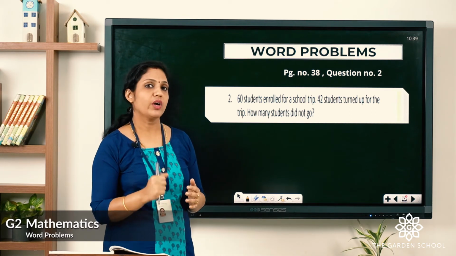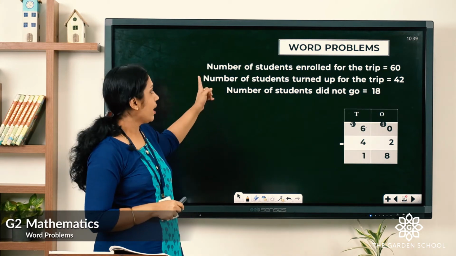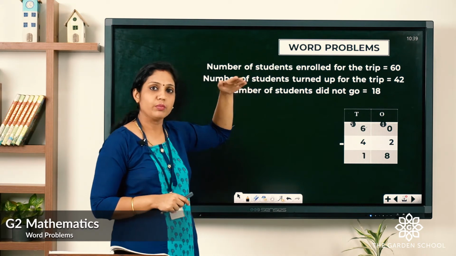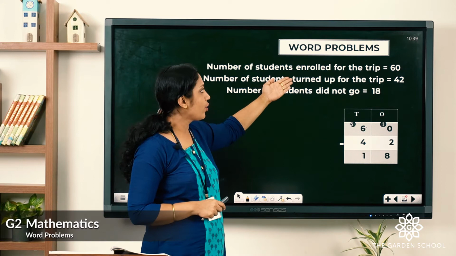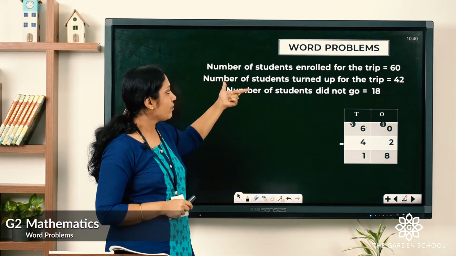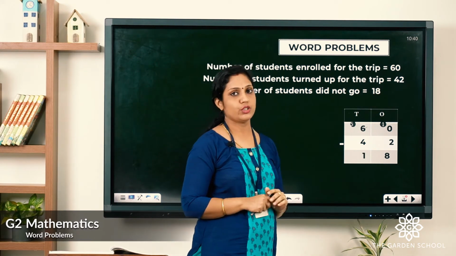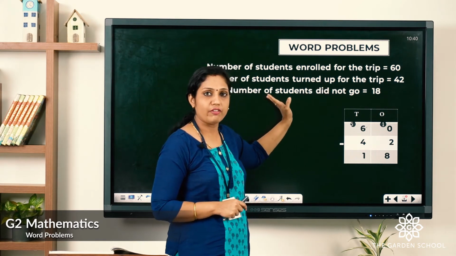For doing that, how can we write the step for this? Number of students enrolled for the trip. This sentence you can get from the word problem itself. So first sentence, number of students enrolled for the trip is equal to 60. Number of students turned up for the trip is equal to 42. Number of students did not go. That is what we have to find out.